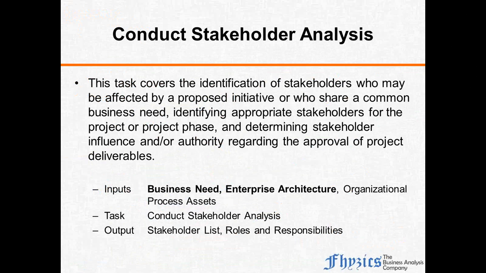And in this particular task, what is the output? We create the stakeholder list, roles and responsibilities. It is not only naming them, but in addition to that, what is their role and what are their responsibilities? We have to nail it down at this point of time, right? And what are all the inputs I am using? The inputs are business need, enterprise architecture, and organizational process assets, shortly known as OPA.